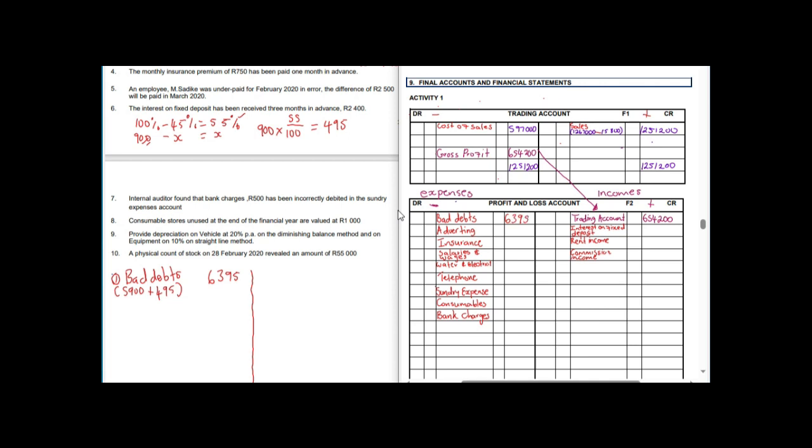6,395 for what? For bad debts. And then guys, we can move to another transaction.